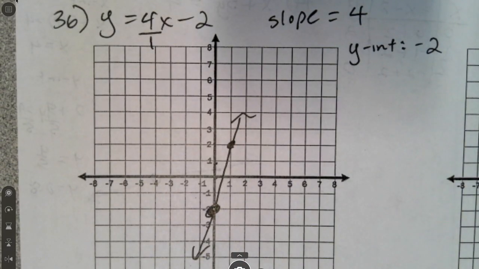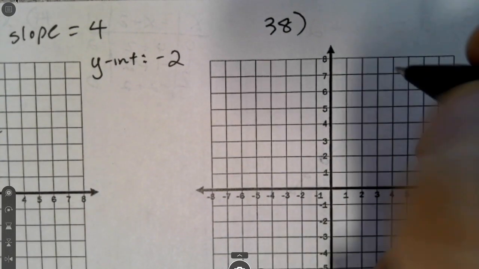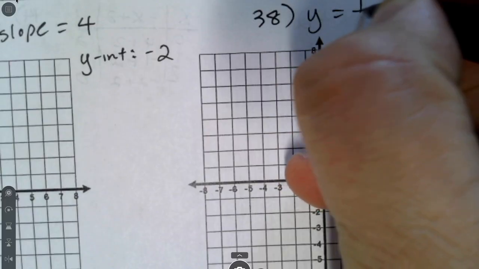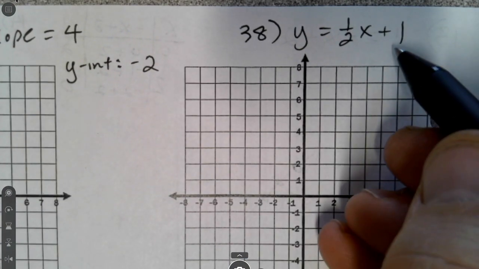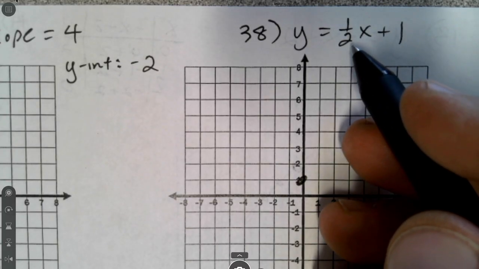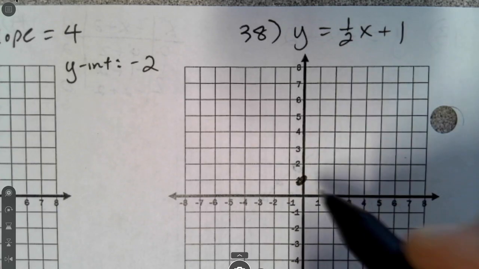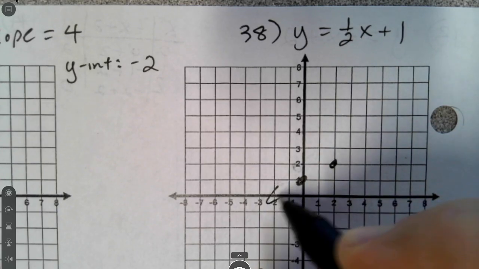Now we'll follow the same process for number 38. Y equals 1/2 x plus 1. I start the graph at the y-intercept, which is 1. And the slope is 1/2. That tells me to go up 1 over 2. So starting at the y-intercept, I go up 1 over 2.